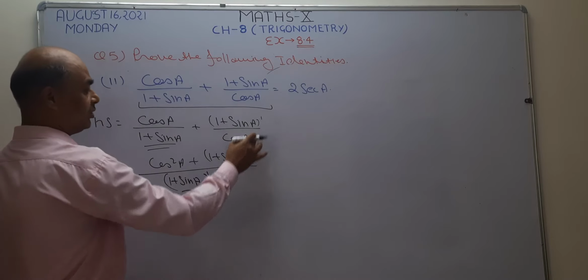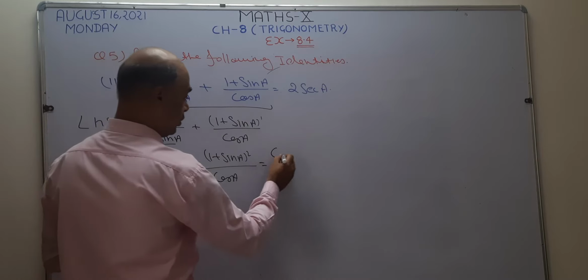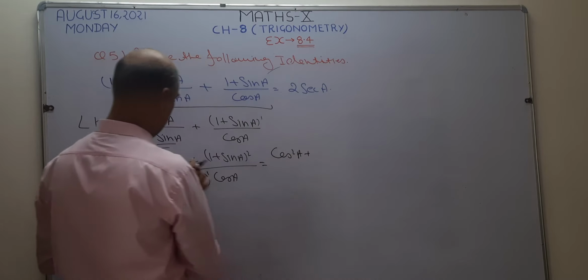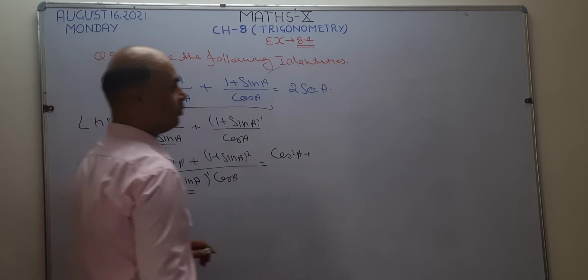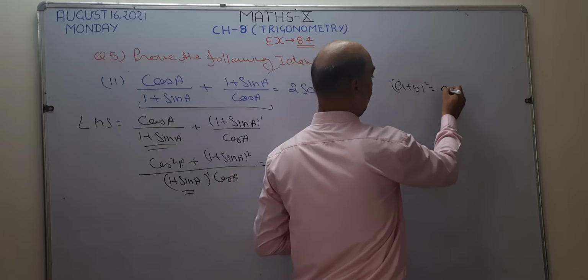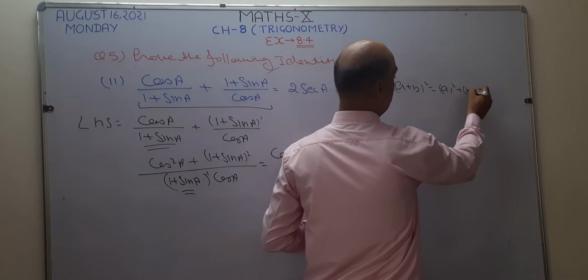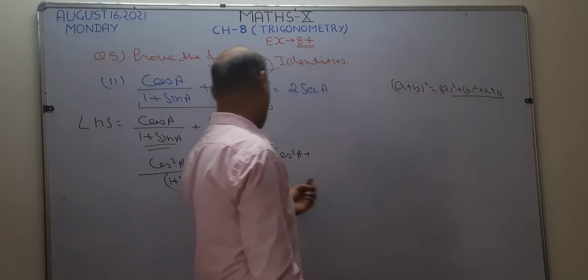It will become 1 plus 1, 2. Okay. Now I am going to solve the numerator part first. Cos square A is given. This term is going to remain same. I want to open this bracket. To open this bracket, I want to use the identity for A plus B whole square. The identity is A square plus B square plus 2AB. By using this identity, I want to open this bracket.